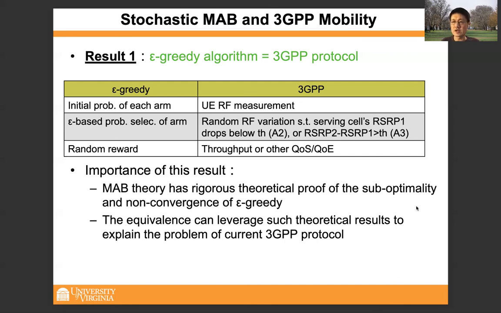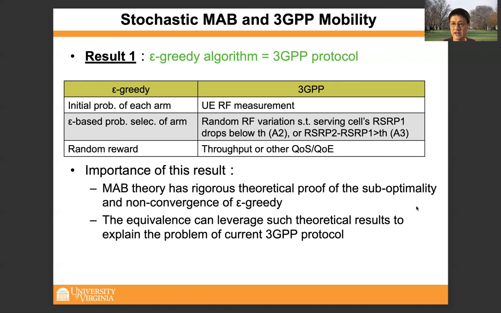And what is this probability in the 3GPP protocol? Well, this is the probability that the other RF conditions get triggered. If you are already staying on a serving base station, and another base station has an RSRP value that is higher than your value plus some threshold, then you would trigger handover to that base station. And this can be seen as a random event in RF. So this is how we connect these two and use the epsilon-greedy algorithm to model the 3GPP protocol.